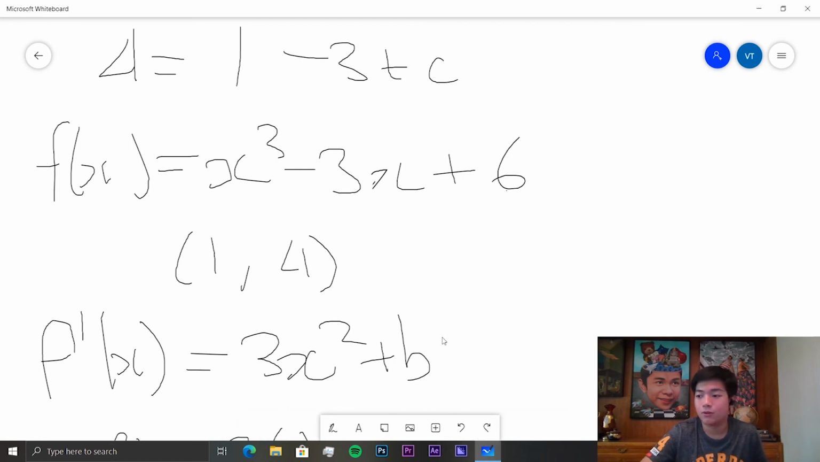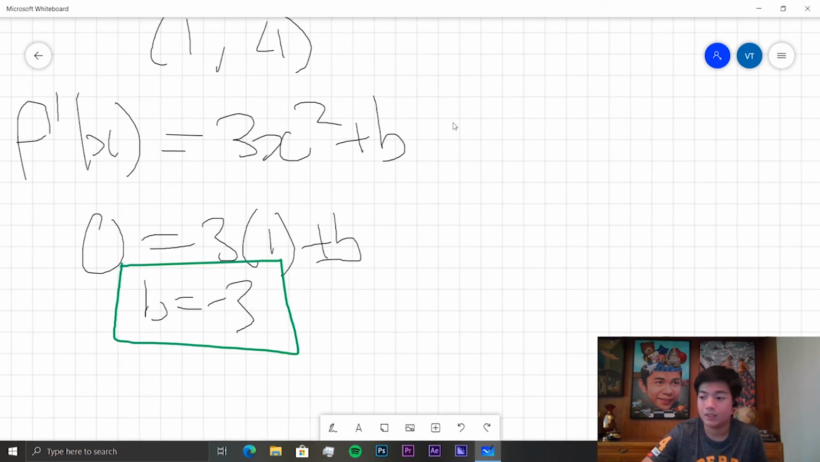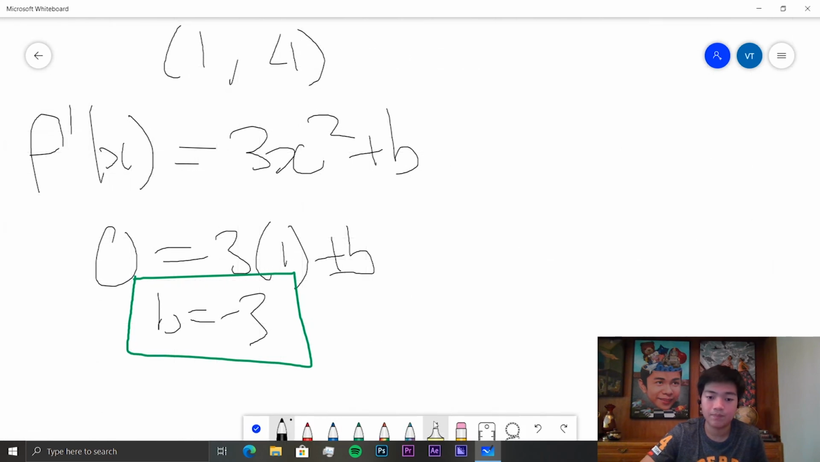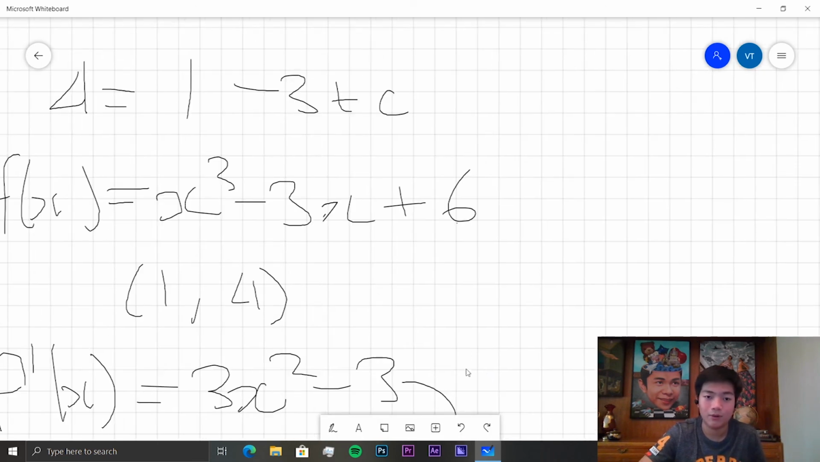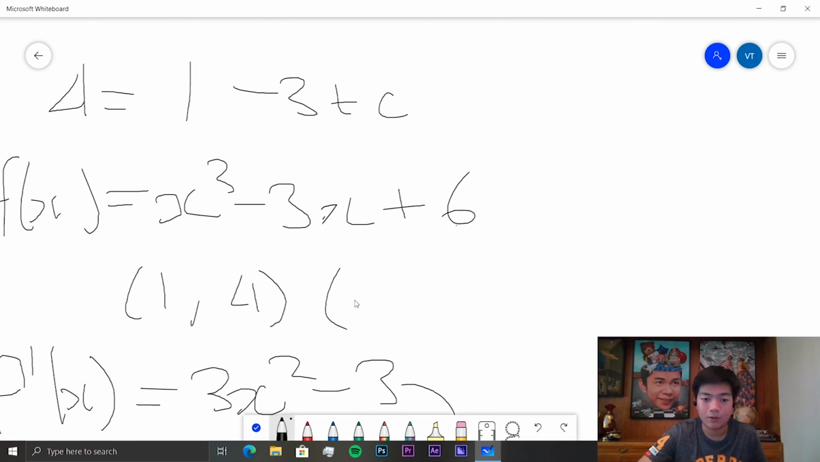So we need to find the coordinates of any other turning points. We know this is minus 3, so 3x squared minus 3, giving us the exact same equation as last time. And so we know this factors, so we will have a turning point at x equals 1 and negative 1. So let's find the other turning point at negative 1, or the coordinates. Negative 1 cubed plus 3 plus 6 is equal to 8.